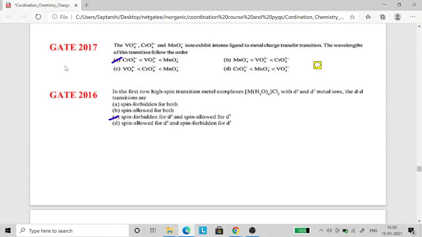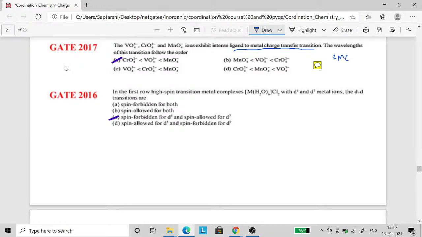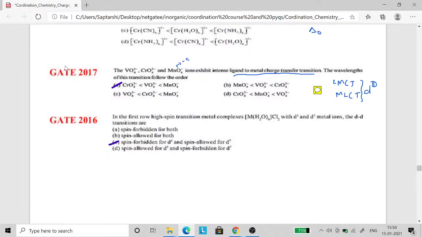And in GATE 2017, we have these three complexes, and they exhibit intense ligand to metal charge transfer transitions. One thing we should know is that for both LMCT and MLCT, the configuration has to be d0. So if we see here, this is MnO4 minus. The whole charge of this complex is just -1. So O4 is actually -8, because oxygen has -2 charge and there are 4 of them. So Mn has to be +7, and we know that Mn plus 7 is d0. And if you see for all these, you will see that it is d0.